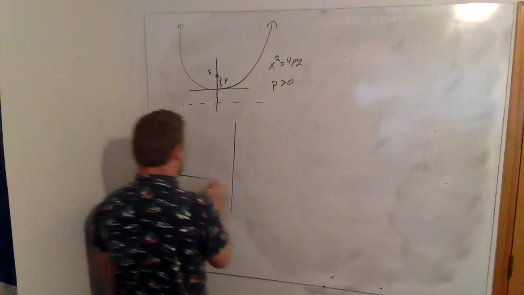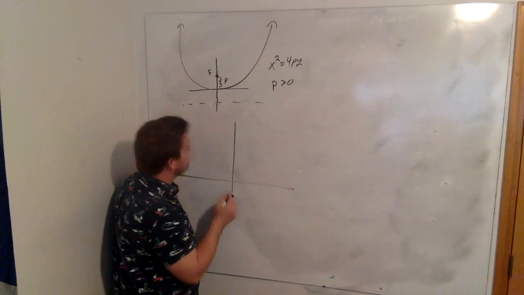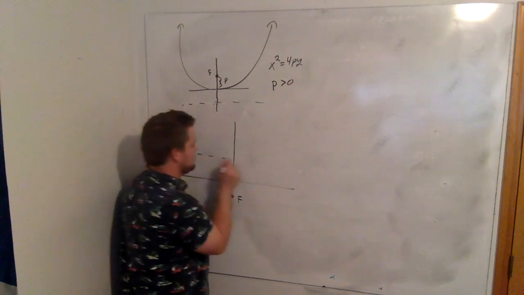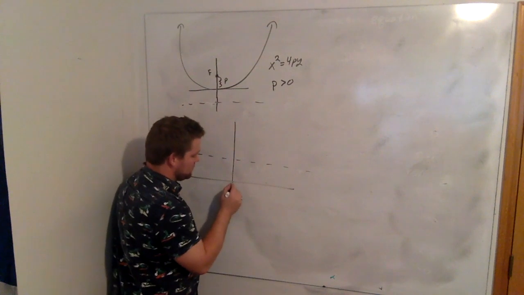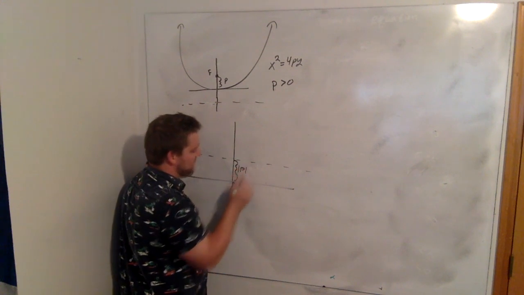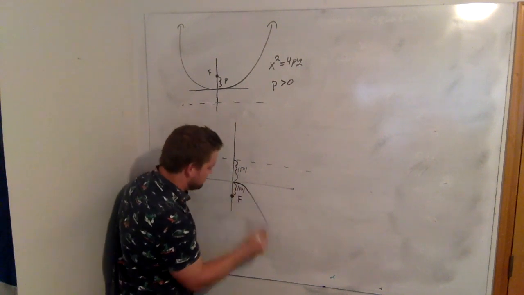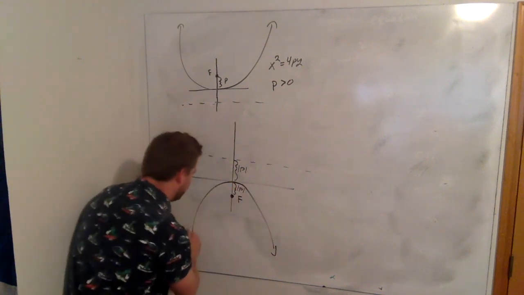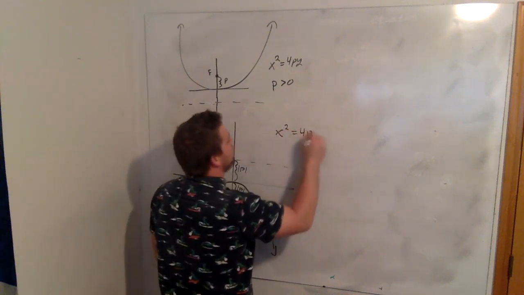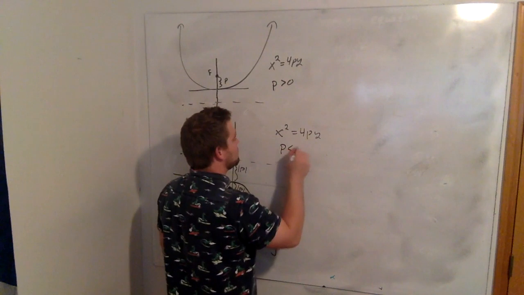But another form that we can get is what if the focus is below the directrix? So this will be p. This will be p. I guess this would be, you might say, the absolute value of p if we're thinking in terms of physical distance. We'll have this parabola here. In this case, this will still be the equation x squared equals 4py, but when the focus is below the directrix, p will be negative.